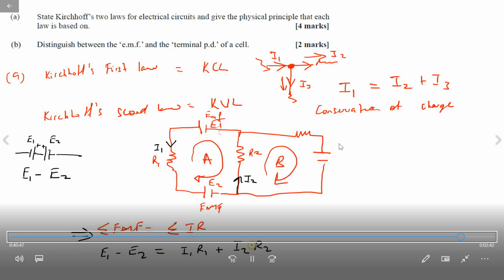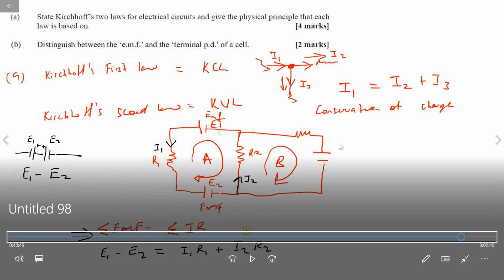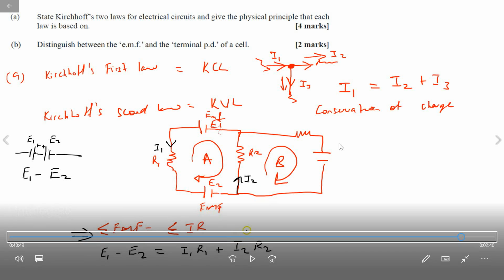The question continues to talk about how to distinguish between the EMF and the potential difference of a cell. Right, that is very important for us to understand. Now, the EMF is what we call the electromotive force, and that is essentially the maximum amount of energy that each charge in a circuit will receive from the EMF, or from the power source, basically. So the maximum energy per total charge will basically tell you the EMF for the most part.